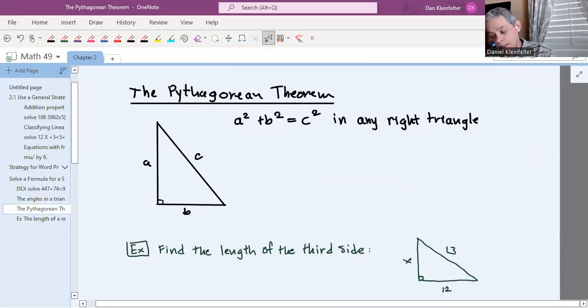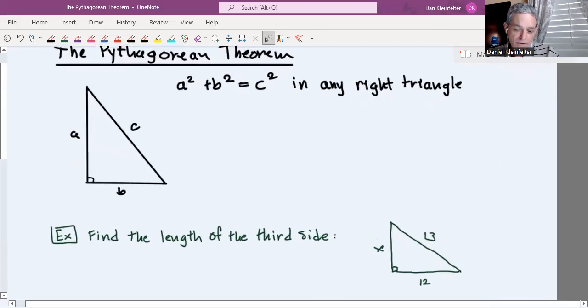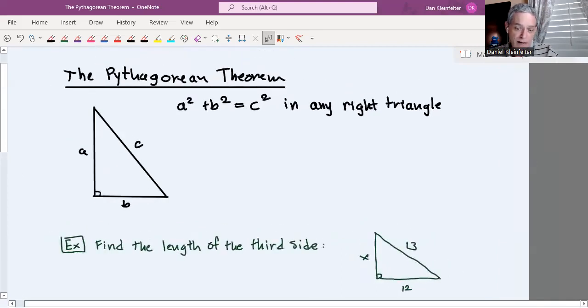The next part is on the Pythagorean theorem. The Pythagorean theorem is named after a Greek mathematician named Pythagoras. And the fact of the theorem goes like this. If you have a right triangle, then the side lengths are related by this formula. A squared plus B squared equals C squared.